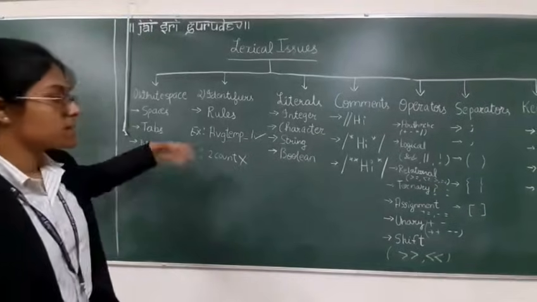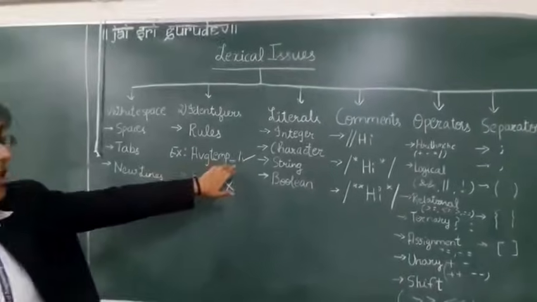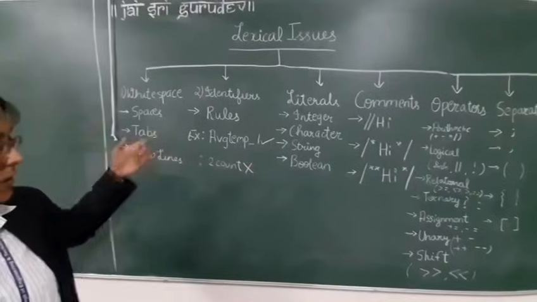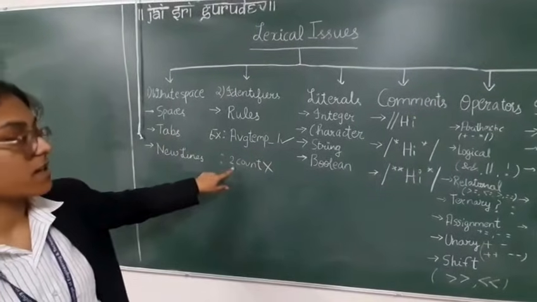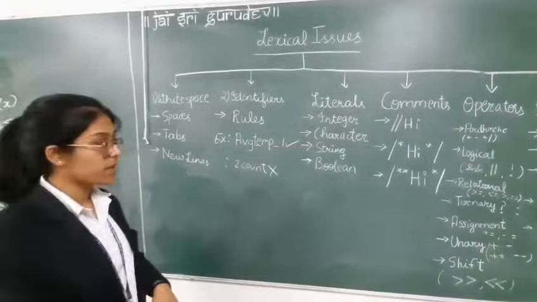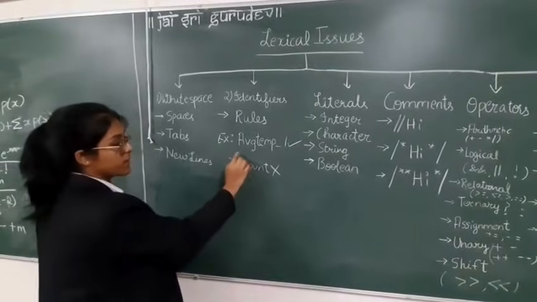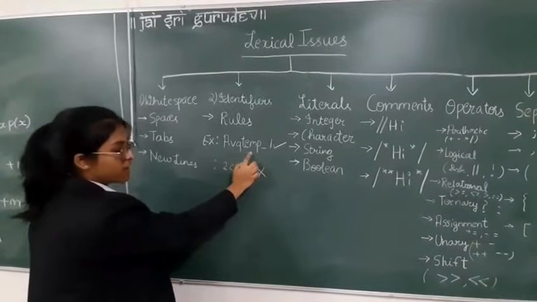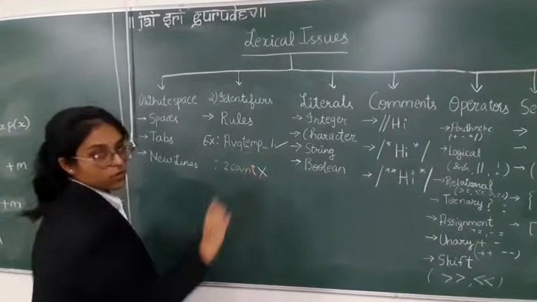I'll explain it with an example: 2count_average_temperature_1 is wrong. Why is it wrong? We can't write a number right before the name. We can use alphanumeric characters, but a number shouldn't be used first. It should be written like average_temperature_1. Here we used letters, an underscore and a number also, so it is correct.